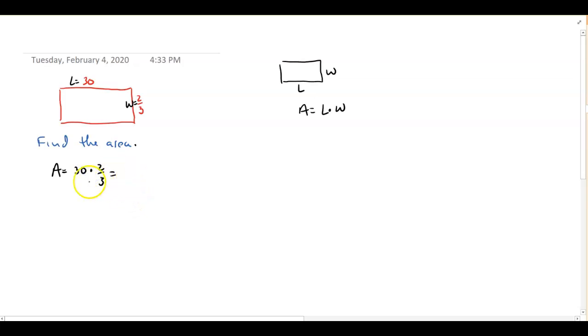2/3. Now remember, I'm multiplying a fraction, so I'm going to make this 30 over 1 times 2 over 3, and 30 times 2 is 60 over 3, which simplifies to 20. And remember, it's always your units squared. So if these were in yards, it would be yards squared. Okay, that's how you would find the area.